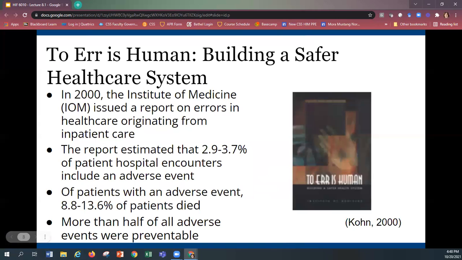So remember that IOM report? It was back in 2000 when the Institute of Medicine issued a report on errors in healthcare originating from inpatient care. The report estimated that 2.9 to 3.7% of patient hospital encounters included an adverse event. Of patients with an adverse event, 8.8 to 13.6% of those patients died. More than half of all adverse events were preventable. The most frequent errors in healthcare include failure to diagnose and medication order errors.